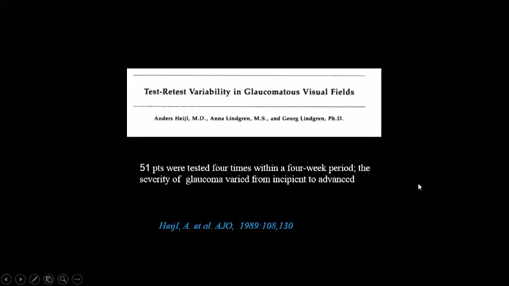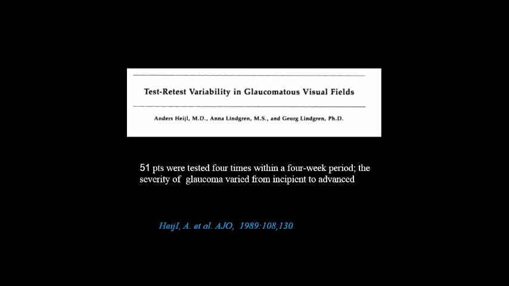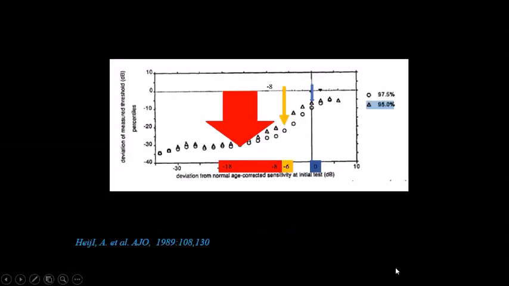This is a very important paper. I want to show it to you in details, and this will change your mind. Back in 1989, this group, Hegel, they got 51 persons with different grades of glaucoma. They tested them 4 times within a 4 weeks period. So within 4 weeks, no way for the glaucoma to progress. And they checked the field 4 times for each of them over the 4 weeks to see what the variation will be. They found that locations with the sensitivity near normal, the fluctuation is somewhere between +3 to -7.